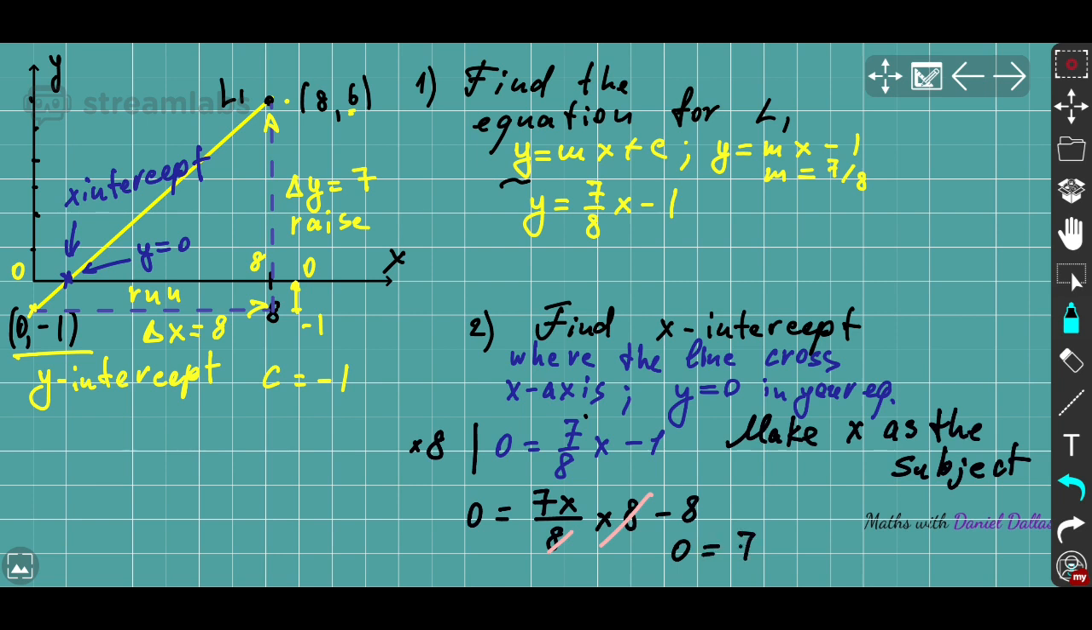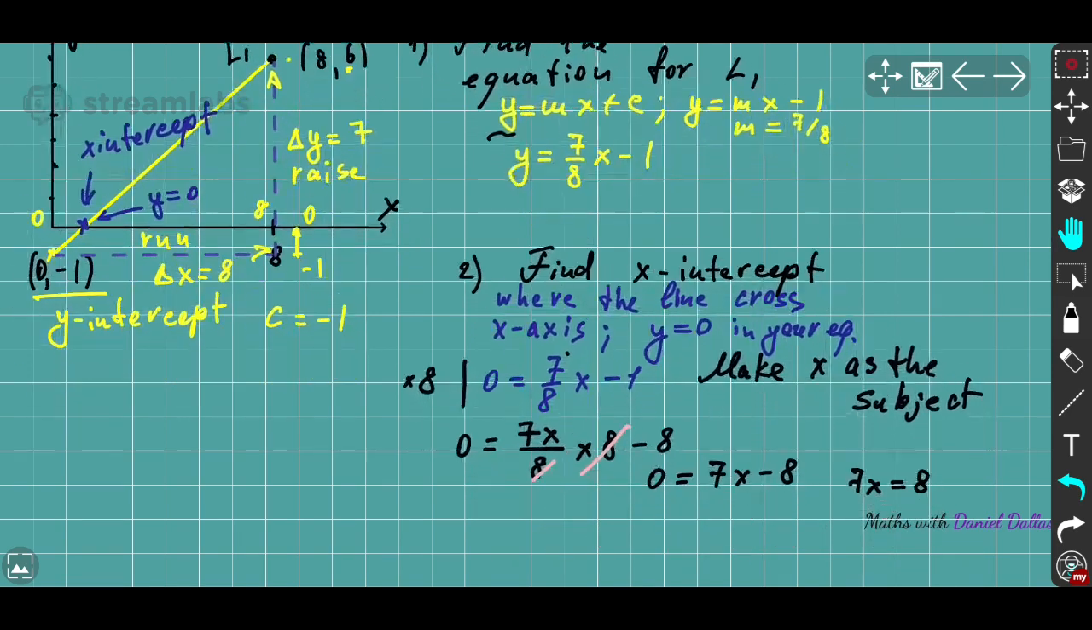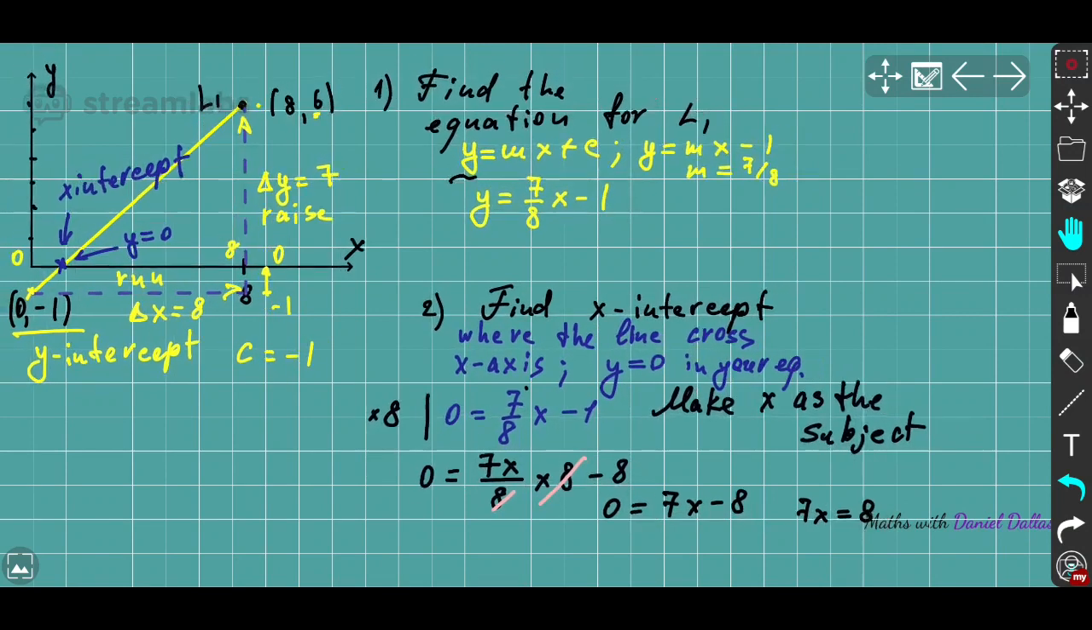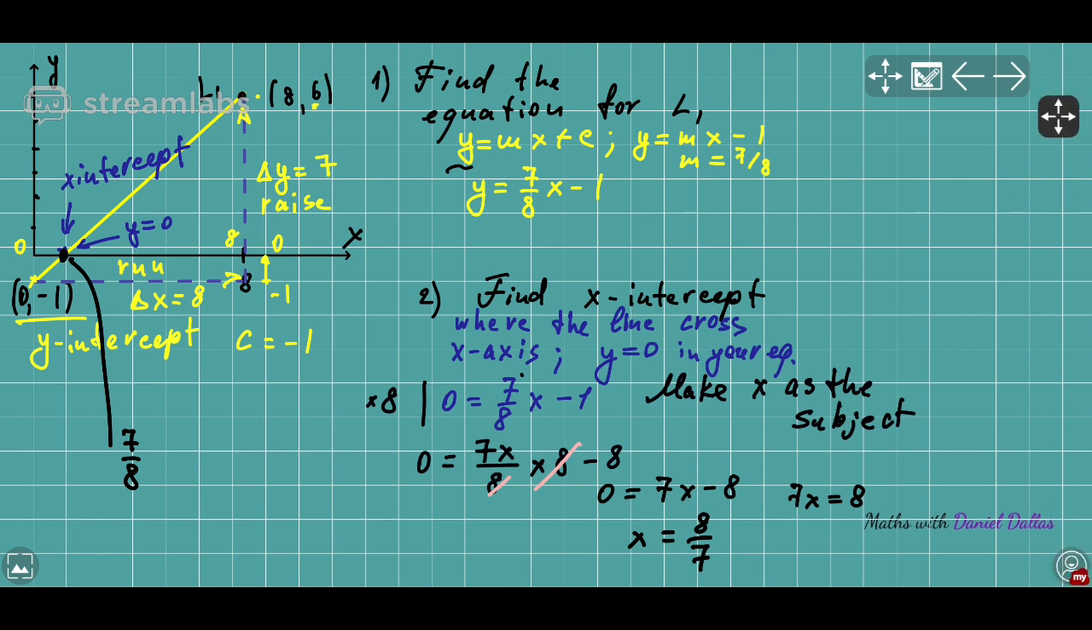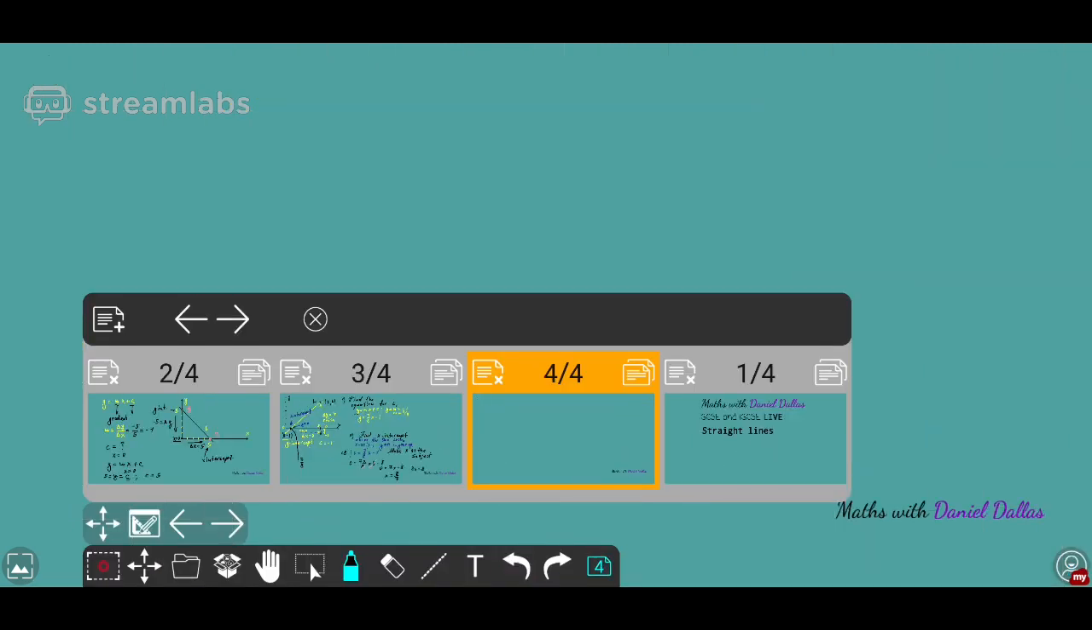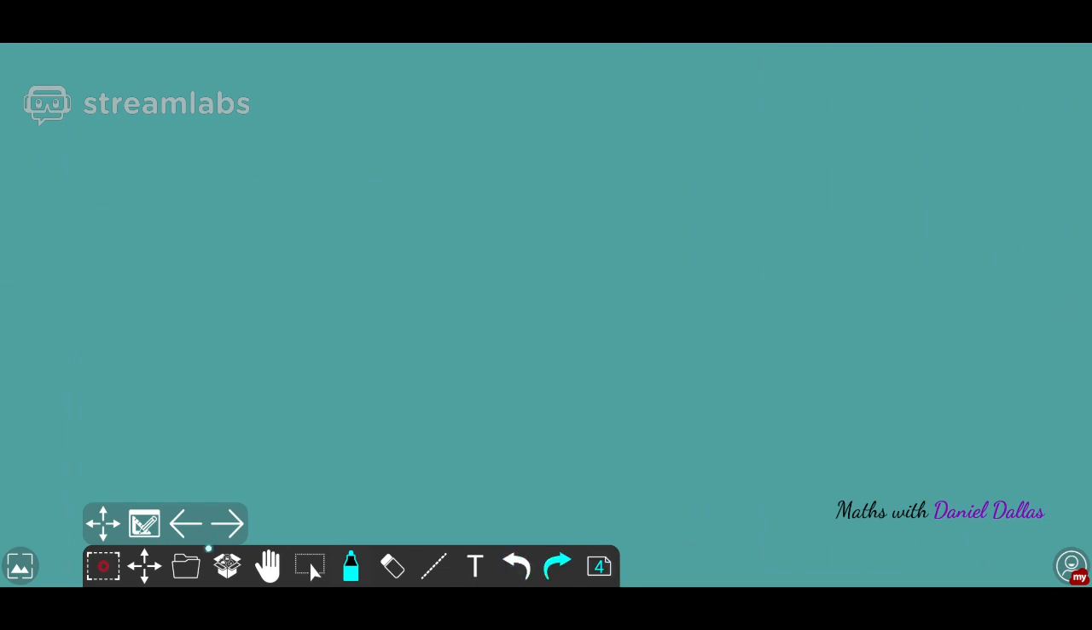So 0 equals 7x minus 8, or 7x equals 8, from where x is 8 over 7. So x finally is going to be 8 over 7. And this is a positive number, so your x-intercept is that point. Okay. So that's an idea how to solve the equation and how to find critical points. So for example, when your line crosses the x-axis, it's something like this.